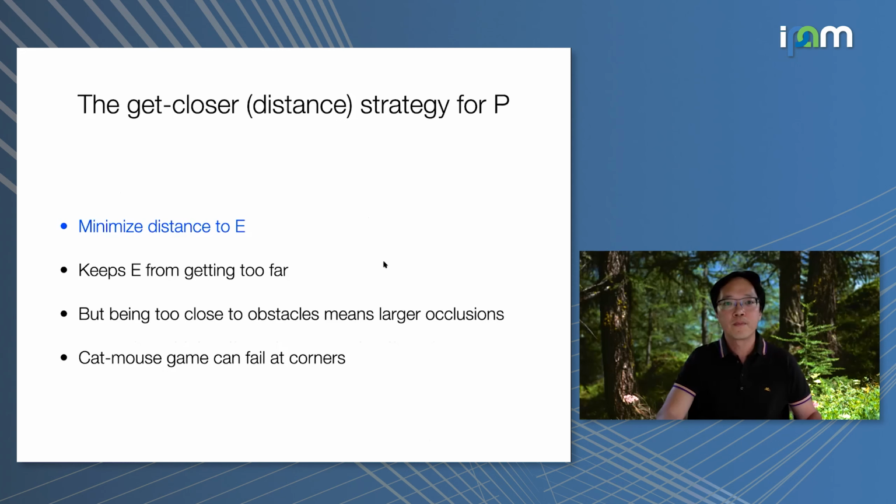And we also employ two strategies to be refined by the Monte Carlo tree search algorithm. One is to say, as Benjamin said, we just try to stay on top of the evader. We call it the distance strategy, or get closer strategy. And this is what happened.